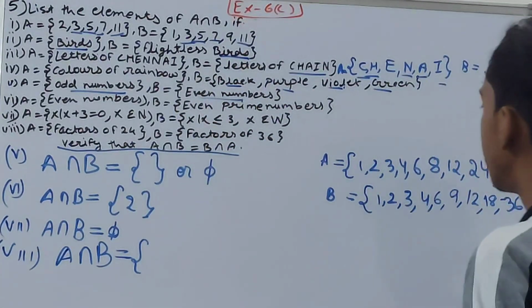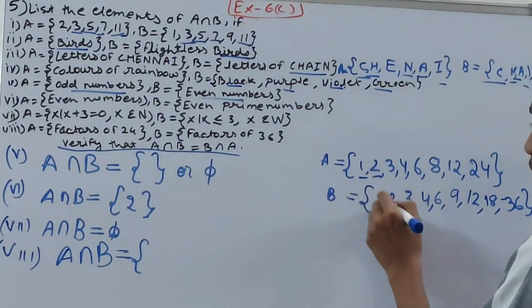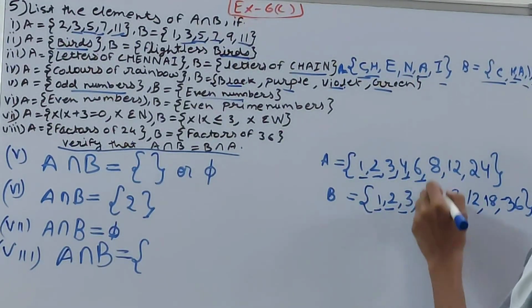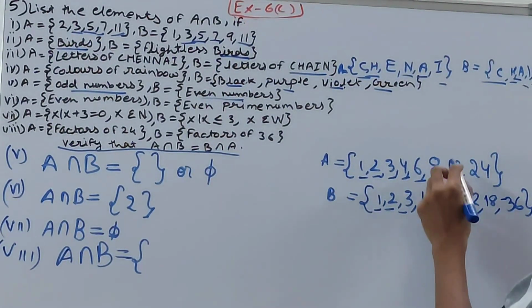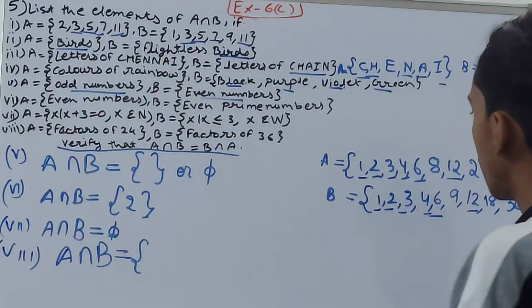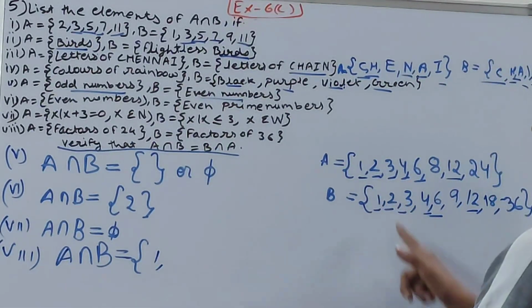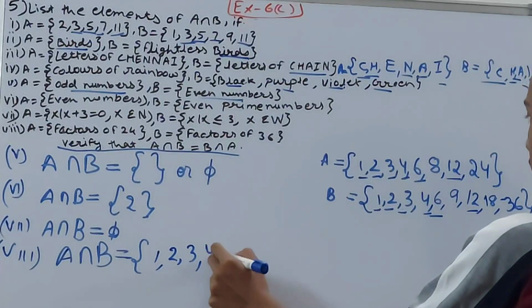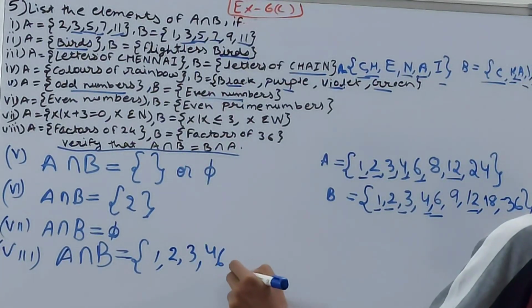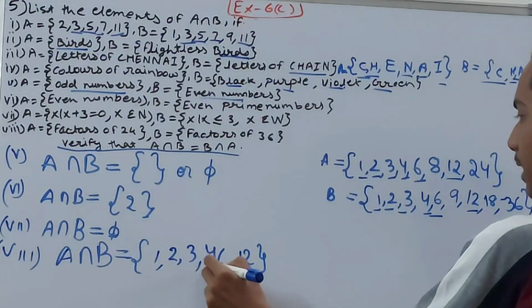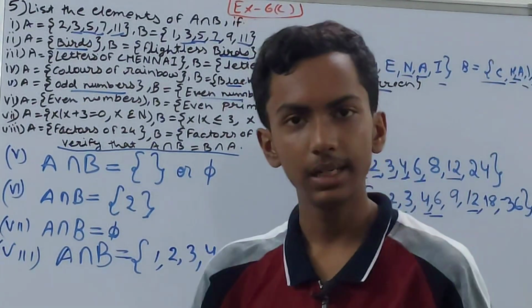the common elements. Let's see. 1 is common, 2 is common, 3 is common, 4 is common, 6 is common, 8 is not common, 12 is common, yes, and that is it. No other element is common. Let's write down, you can see whatever I've underlined, they are common: 1, 2, 3, 4, 6 and 12. These are the elements that are common and they will form the intersection.